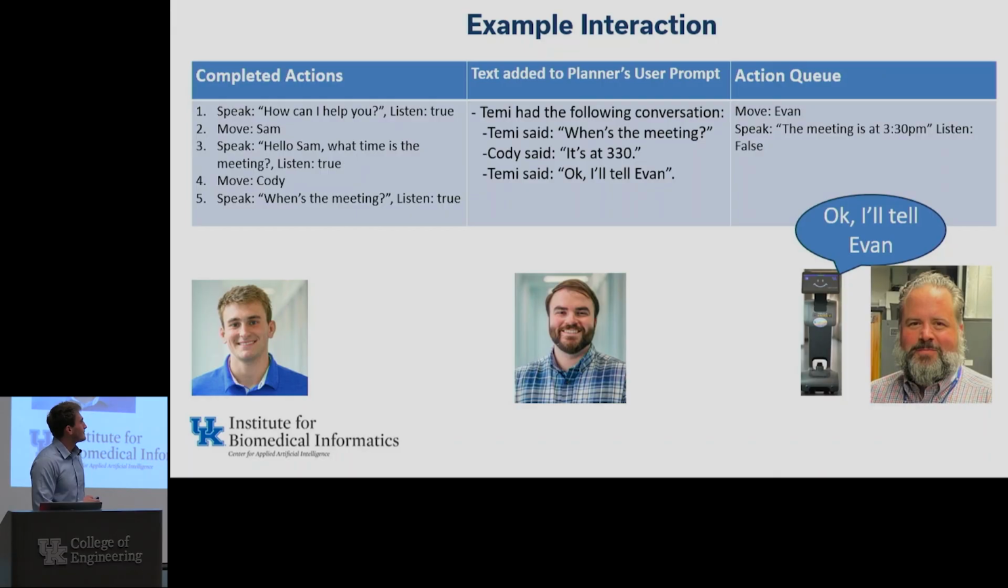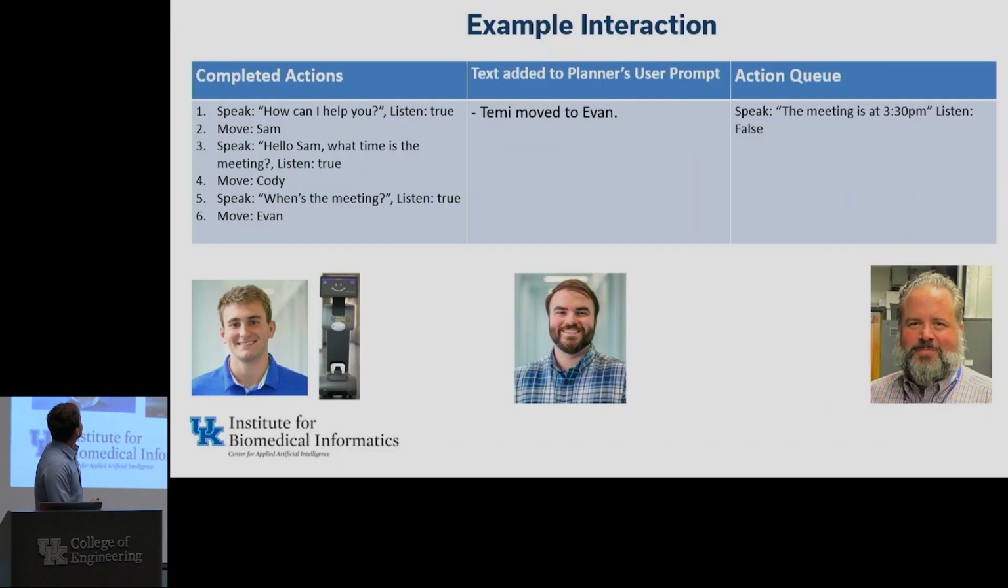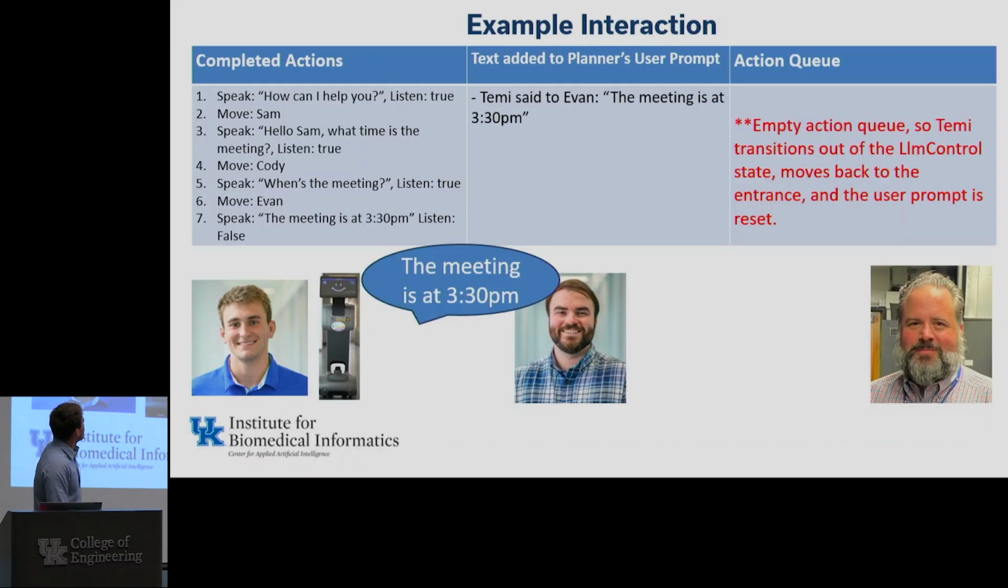Move to Evan, speak. The message is at 3:30 p.m. Listen false. There's nothing to wait for a response for. And this is a small example of common sense reasoning. Cody never said it's at 3:30 p.m. It could have been at 3:30 a.m., but the language model knows it's working in the context of an office, so it's safe to assume we're talking about p.m. here. So we'll move to Evan, speak the message, and at this point the action queue is empty, so this interaction is over.